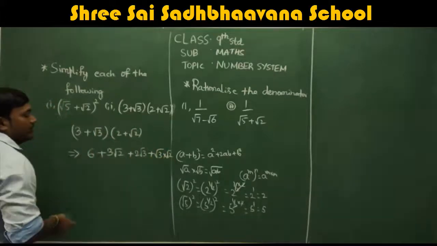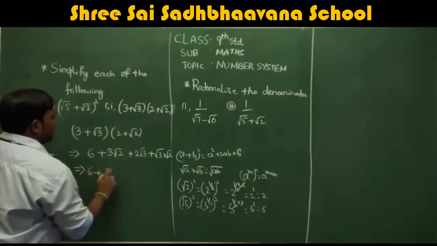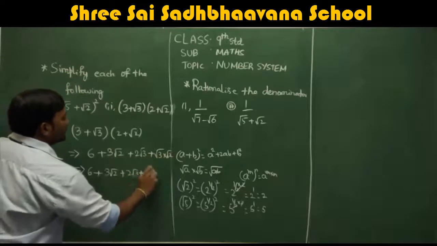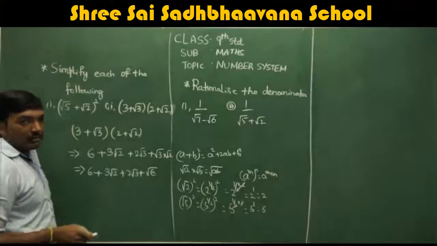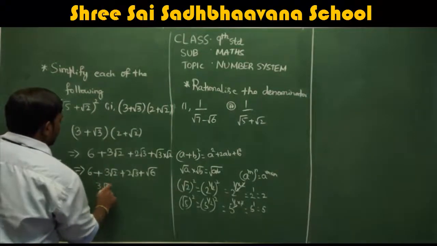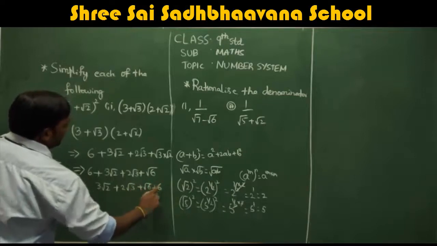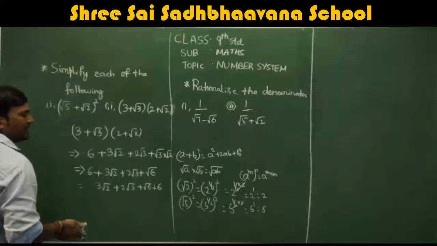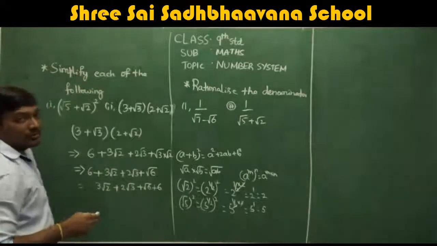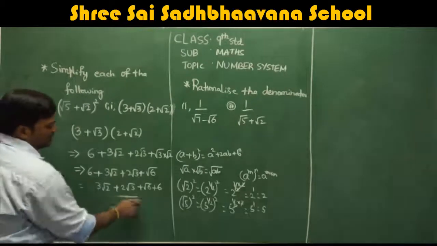I am doing one more step here so that you will not get confused. So 6 plus 3 root 2 plus 2 root 3, and root 2 into root 3 is root 6. Got it? So your answer will be this much. We cannot do anything more. That's all: 6 plus 3 root 2 plus 2 root 3 plus root 6. Still you can simplify. I hope this is enough. You can write 6 as root 6 into root 6 and simplify, or you can just stop here.